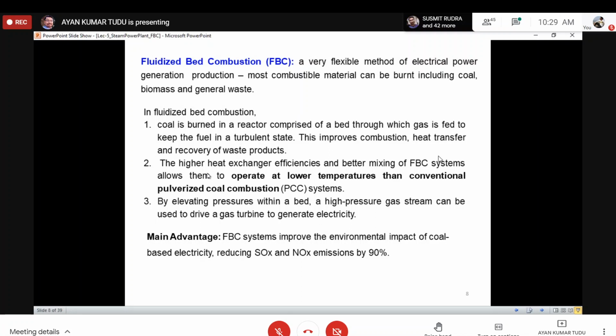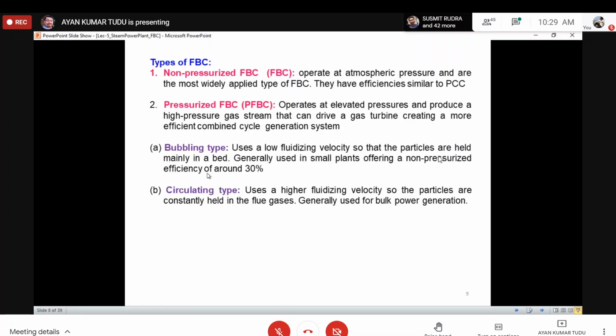So what are the types of FBC? There are two types: non pressurized FBC and pressurized FBC. Non pressurized FBC operates at atmospheric pressure and is the most widely applied type of fluidized bed combustion, with efficiency similar to pulverized coal combustion. The pressurized FBC, or PFBC, operates at elevated pressures and produces a high pressure gas stream that can drive a gas turbine, creating a more efficient combined gas cycle generation system.